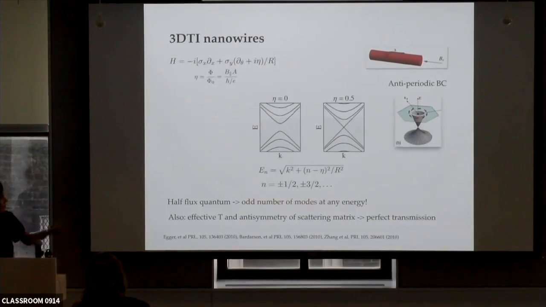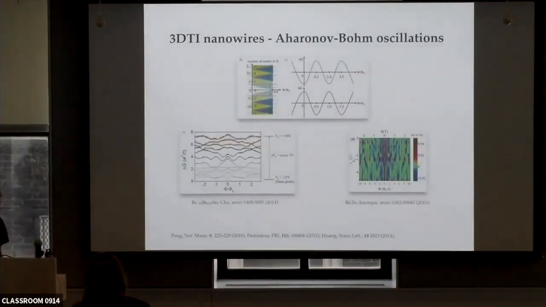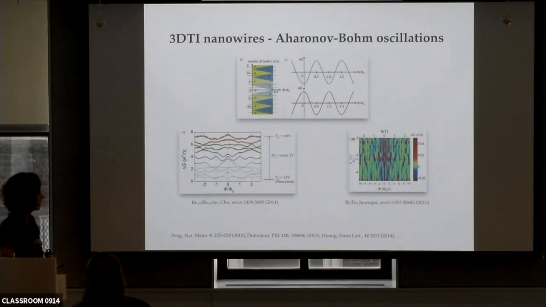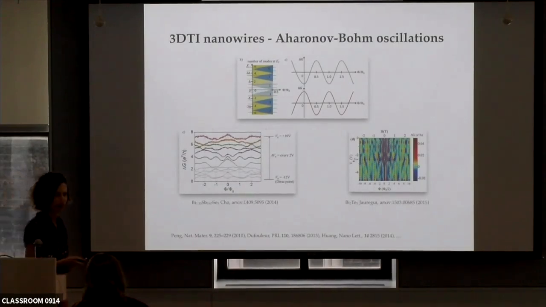Okay, so this is a very idealized model, but actually some of these properties have been seen in experiments already. So these are two examples out of several. This is an example from Nadya Mason's group, and this is an example from Yong Chen's group. What you're seeing here are basically Aharonov-Bohm oscillations as a function of flux.